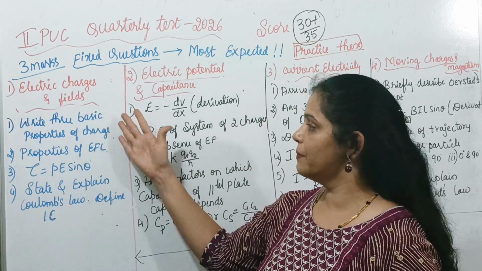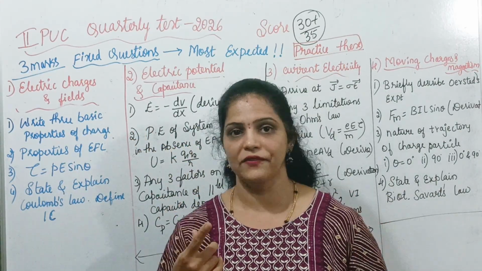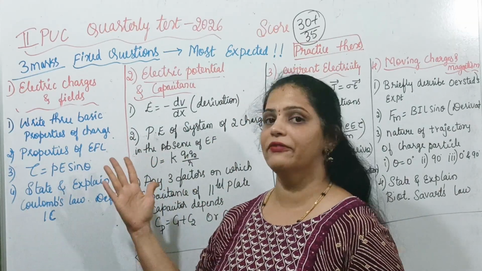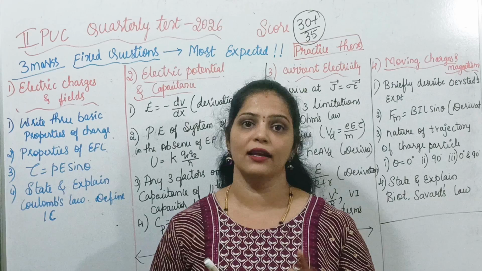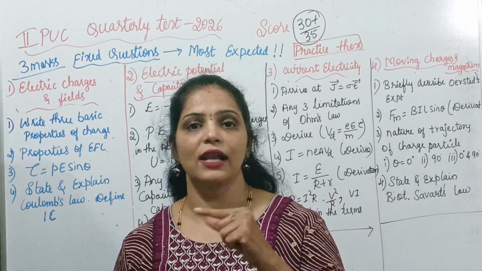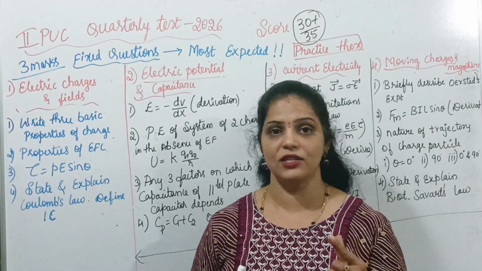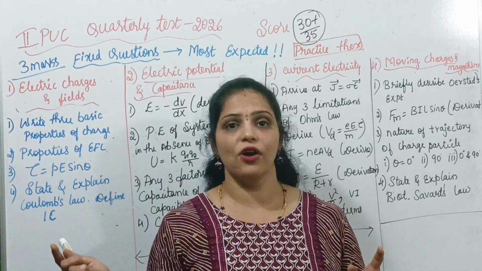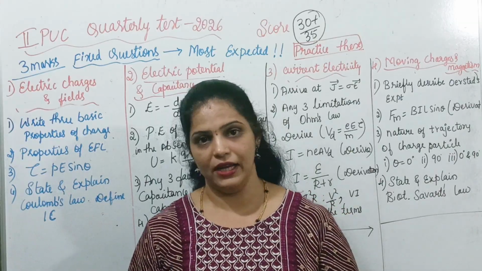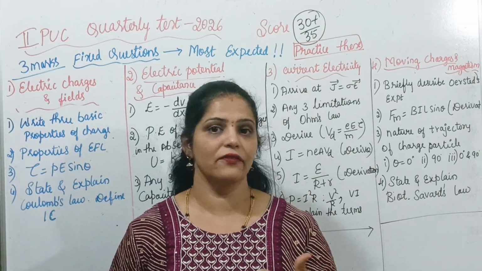Write 3 basic properties of charge. Charge is additive in nature, charge is quantized, charge is conserved. And properties of electric field lines, you can write any 3 properties, like electric field line starts from positive charge, ends on negative charge, no two electric field lines intersect with each other, and the tangent drawn to the electric field line shows the direction of electric field.